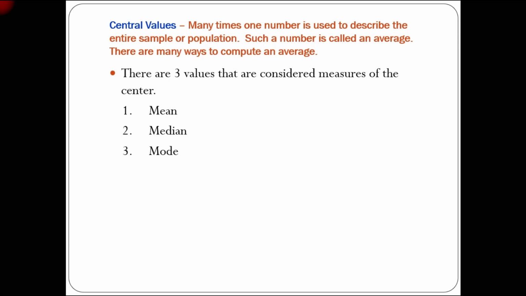Central values: one number, many times, one number is used to describe the entire sample or population. Such a number is called an average. Tandaan ninyo, there are many ways to compute an average. Hindi lang si mean. Okay? Tandaan nyo, pag sinabing measures of central tendency, yun yung way ng pag-compute ng average. So, there are three values that are considered measures of the center, or three ways in computing an average. Number one is the mean, the second is median, the third is the mode. Okay?